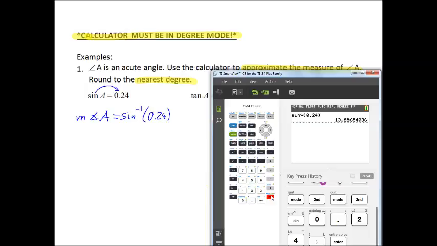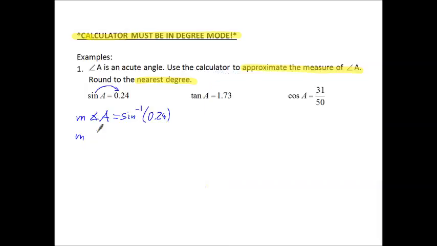13.8865 and so on. We were supposed to round it to the nearest degree. So the measurement of angle A is approximately 14 degrees. Do not forget your degrees sign here. Also make sure that you use the approximate symbol, not the equal symbol, if you don't want to lose any points. Okay, on to our next example.